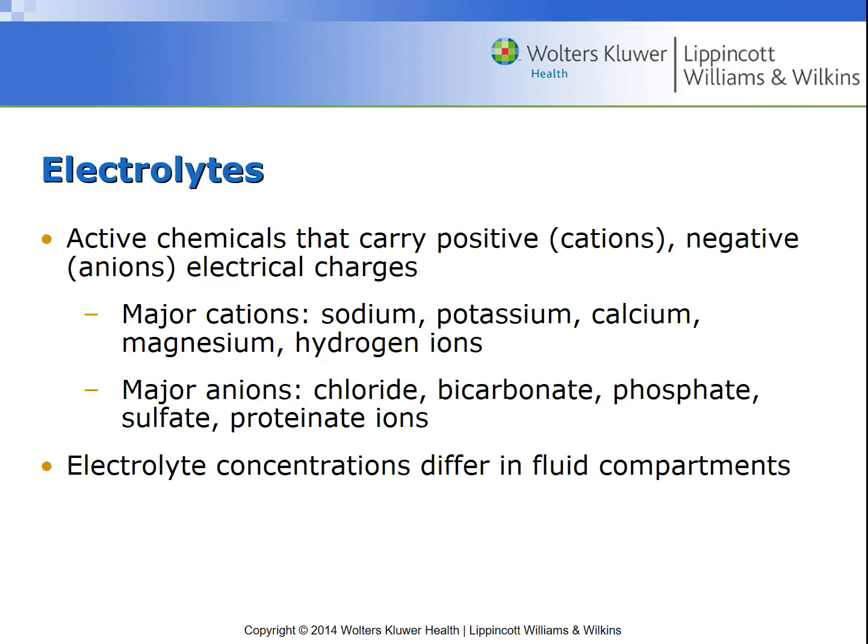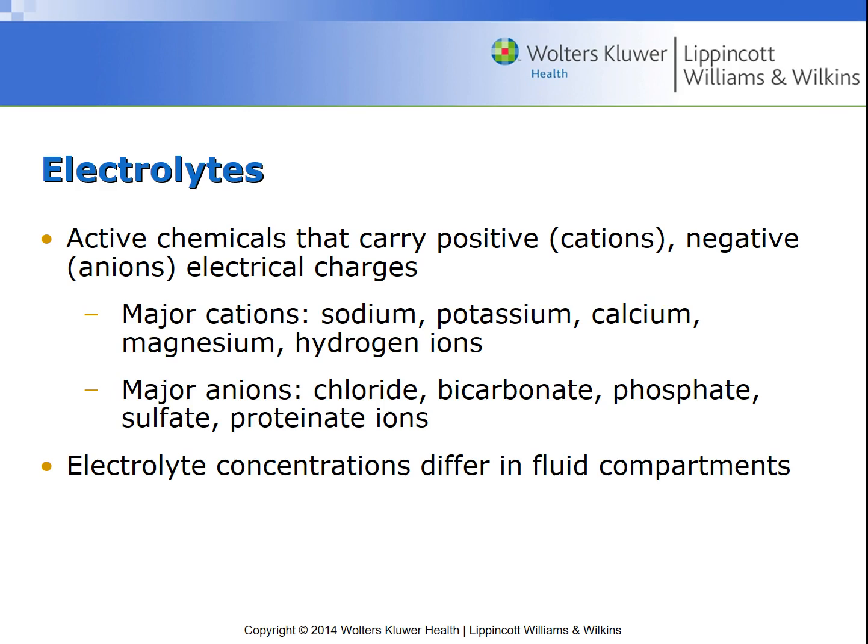So for electrolytes, these are active chemicals that carry electrical charges, positive cations and negative anions. Major cations are sodium, potassium, calcium, magnesium, and hydrogen. And the major anions are chloride, bicarbonate, phosphate, sulfate, and proteinate.